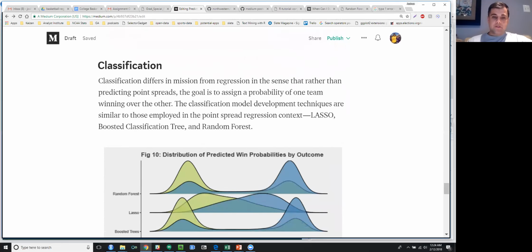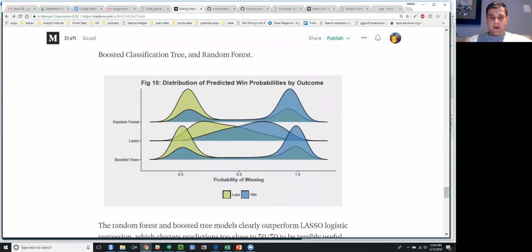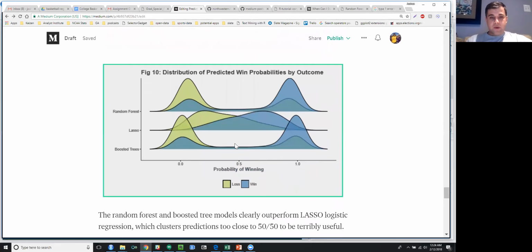So for classification, I use some of the same exact models as the regression context, except altered for the Bernoulli distribution and the binary family of variables, as opposed to the Gaussian distribution for continuous variables. In this case, random forests and boosted trees performed almost identically. The lasso regression model is middling here.